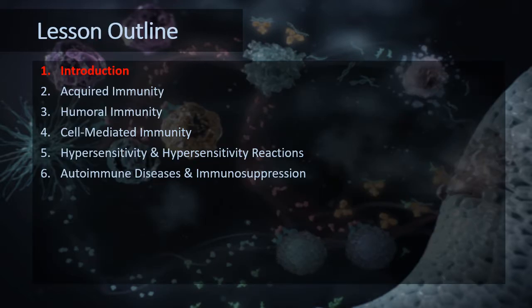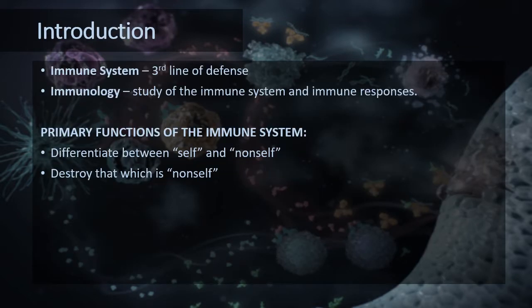Now let's start with the introduction. So as I have said earlier, the utilization of the immune system is the third line of defense against infection, and this opens the door to immunology, which is the study of the immune system and immune responses. So the word immunology came from the root word immunis, so that's I-M-M-U-N-I-S. This is a Latin word which means to make safe or exempt.